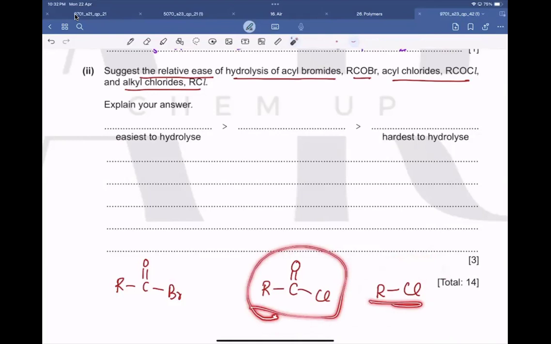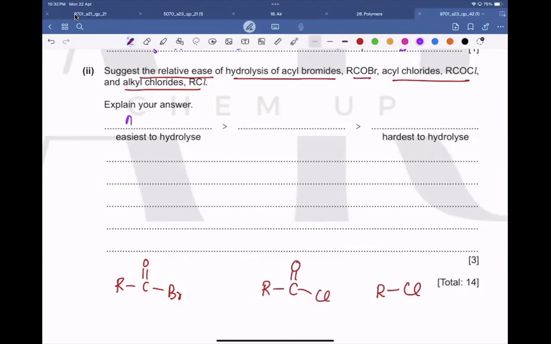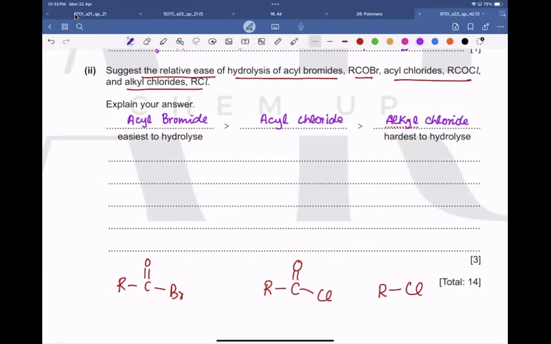that among these, this one is going to dissociate more readily and hydrolyze more readily, isn't it? But if we compare these two, as the bromine atom is much bigger than chlorine, the bond length increases, making it weak. Yes, Maham, very good. So acyl bromide is the one which is easiest to hydrolyze. Acyl bromide. And then acyl chloride. And then alkyl chloride. Okay. Now we have to explain the reason, right?